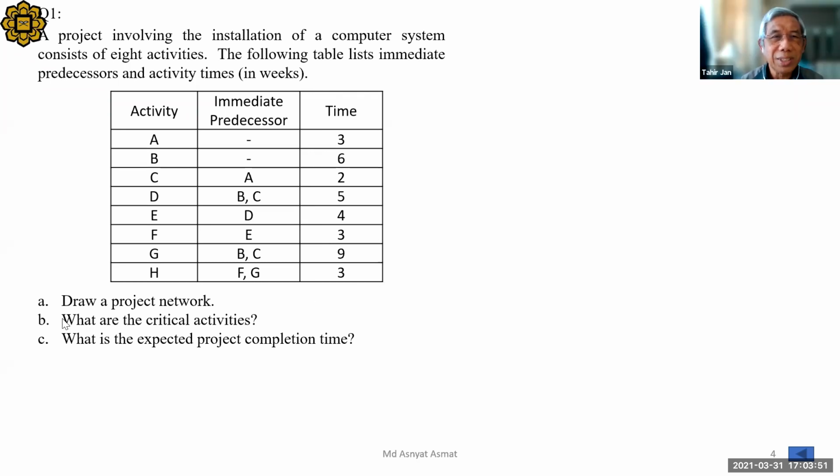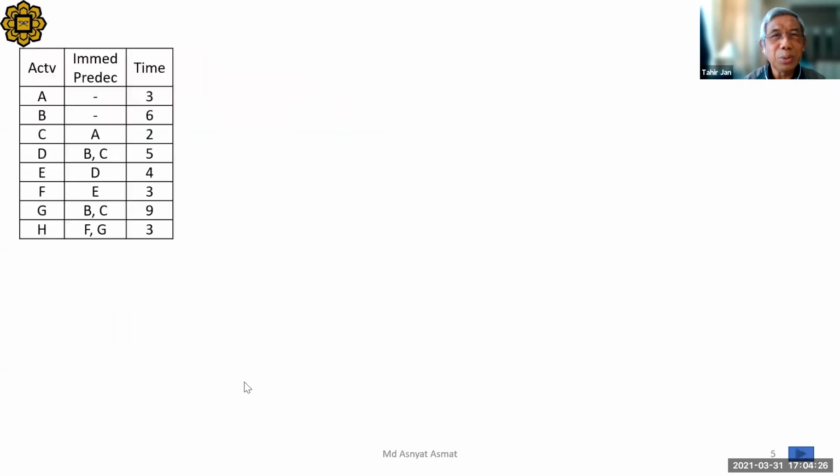So the question here: draw a project network. What are the critical activities? And then what is the expected project completion time? Draw a network. Then after that, determine the critical activities. How do we determine the critical activities? We use the nodes later. What is the expected project completion time? Okay, let me compress this on the next slide. Let's do it together.